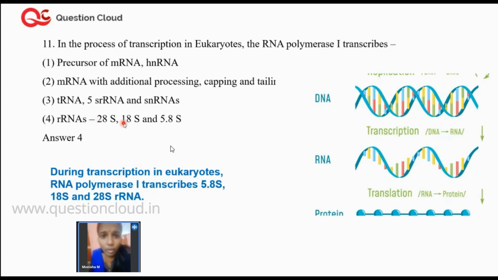Of course, these are the molecular weights of the RNA. That is 28S, 18S and 5.8S. Anybody knows what is the S unit that is mentioned in the question? What does S stand for? S is actually Swedberg unit. Okay, so Swedberg unit is used to represent the molecular weight of RNA molecules.